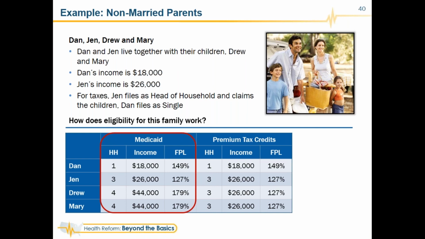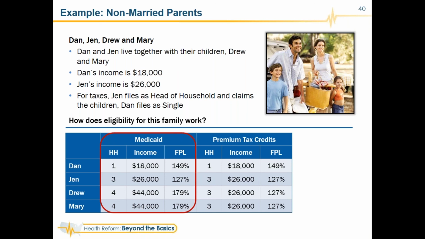So let's think about Drew and Mary now. Drew and Mary have a household size for Medicaid of 4, and the income of both parents would count when we're looking at Medicaid, right? So their income is $44,000 per year. They would be at 179% of the federal poverty line. They would most likely qualify for Medicaid or CHIP in their state. Most states are up to that level.